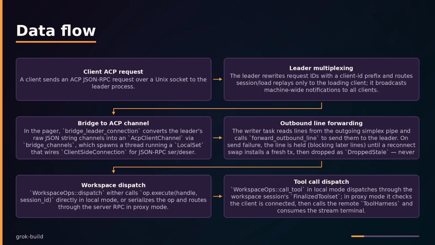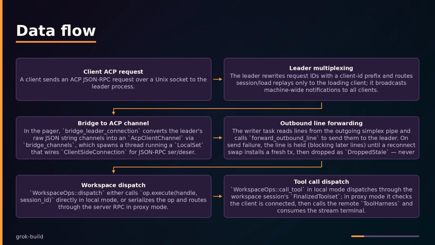Here is the path the data takes. Client ACP request: a client sends an ACP JSON RPC request over a Unix socket to the leader process. Then leader multiplexing: the leader rewrites request IDs with a client ID prefix and routes session/load replays only to the loading client. It broadcasts machine-wide notifications to all clients. Then bridge to ACP channel. In the pager, bridge_leader_connection converts the leader's raw JSON string channels into an ACP client channel via bridge_channels, which spawns a thread running a local set that wires the client-side connection for JSON RPC ser/dser.